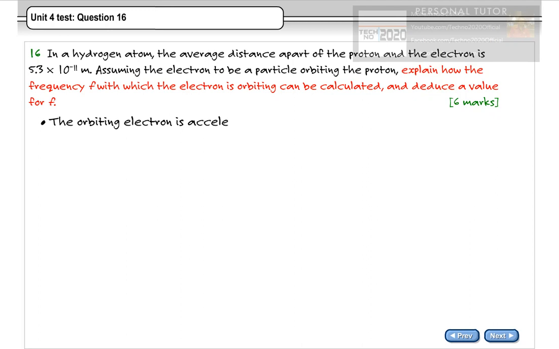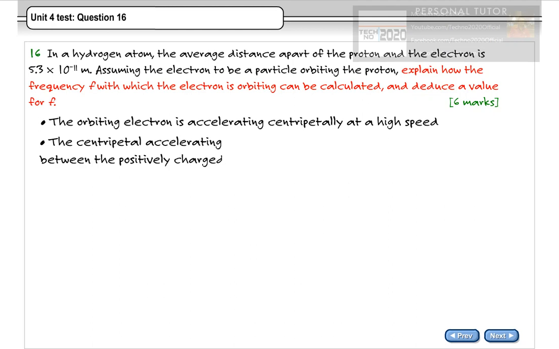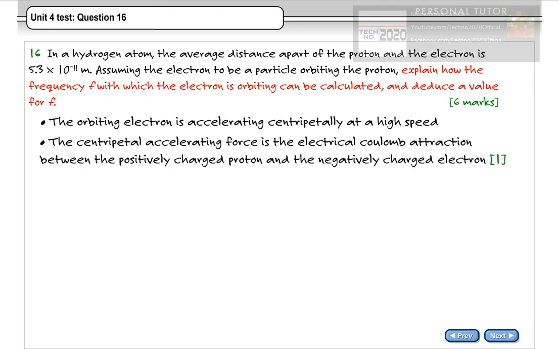The orbiting electron is accelerating centripetally at a high speed. The centripetal accelerating force is the electric Coulomb attraction between the positively charged proton and the negatively charged electron. This can be formulated mathematically in an expression involving the mass me of the electron, its orbital speed v and orbital radius r, along with the Coulomb law attraction. This rearranges to give this expression for the square of the speed of the orbiting electron. Its orbital speed can be calculated, and hence its orbital frequency.